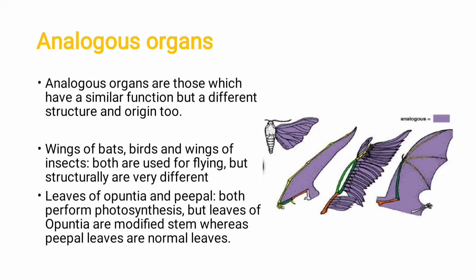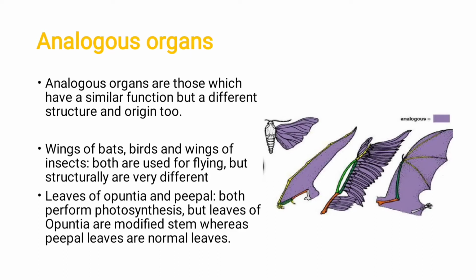Like the wings of the bat, the wings of birds, or the wings of insects, all are used for flying, but their structure is very much different. It is just the opposite of homologous organs. In homologous organs we had the same structure but different function. Here we have the same function but different structure. The function is similar, that is flying, but their structures are very different.